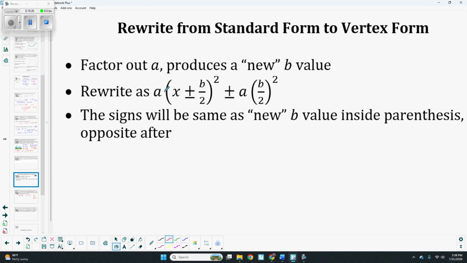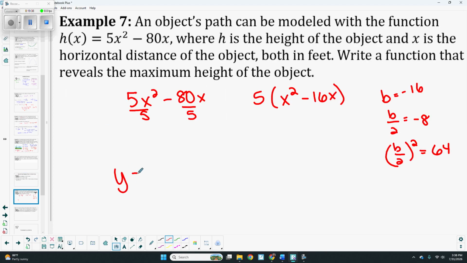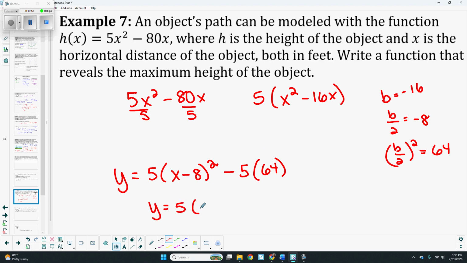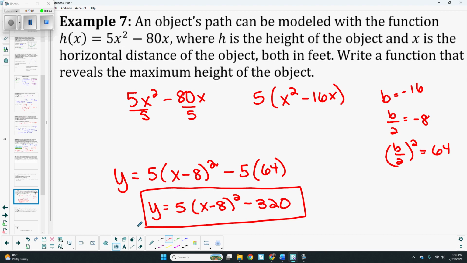So it's going to be a times parentheses x plus or minus that b over 2 value we just got, and then plus or minus the a times that squared value we just got. So that's going to be a is 5, x minus 8 squared. This was a positive 5, so now we're going to do a negative 5 times the 64. And I'm actually going to do the negative 5 times the 64 to finish out my problem. So this would be the equation that shows us the vertex.